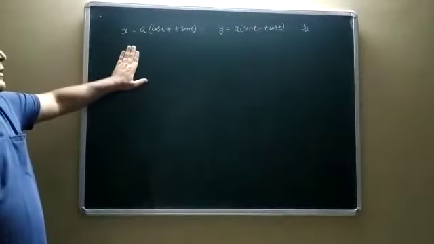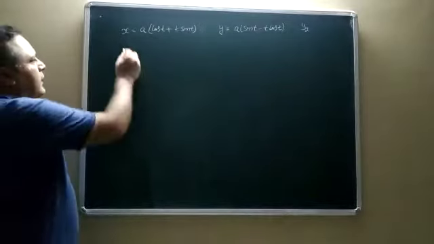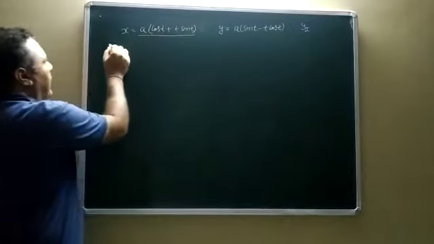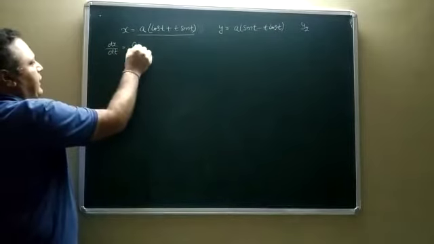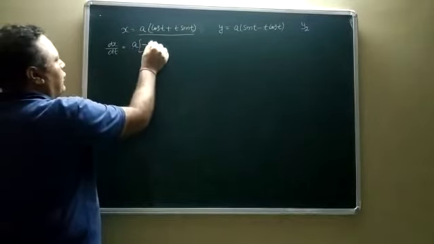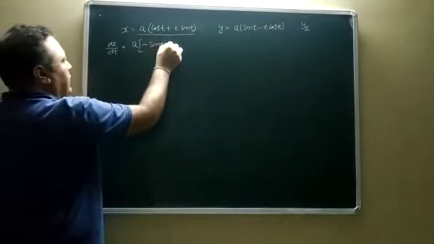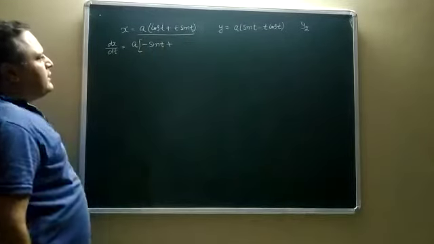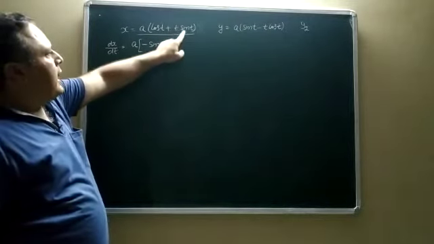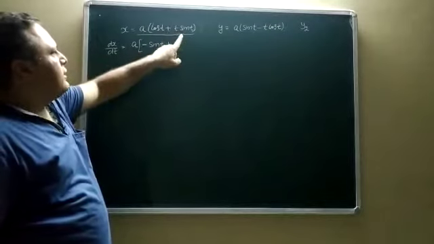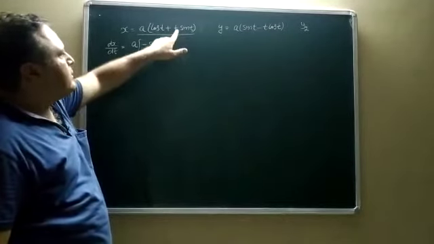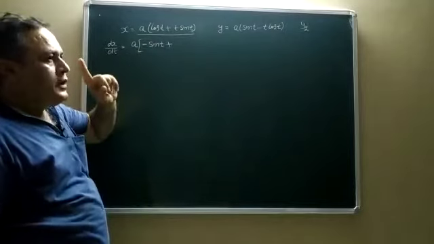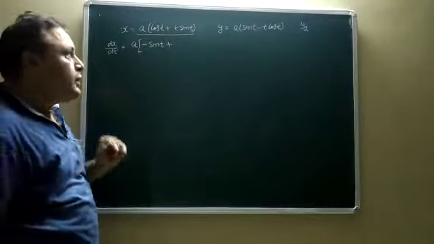Let's discuss one more question of double derivative. See this one. x is given to you, so the derivative dx by dt of a(cos t + t sin t). Normally students make the mistake of treating t sin t as one function, but actually it is a product of two functions. So we take the derivative with the help of u into v.